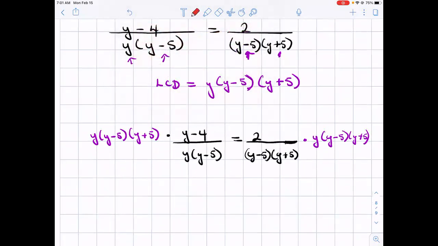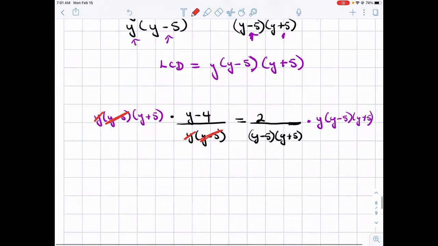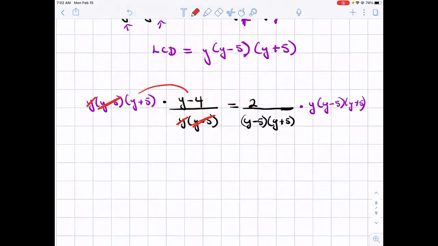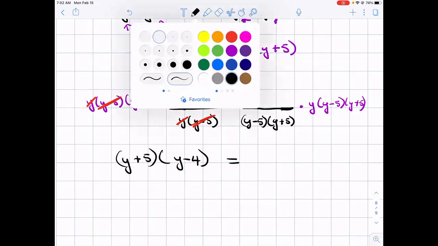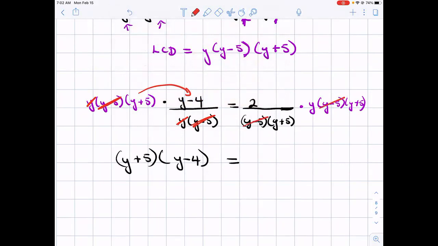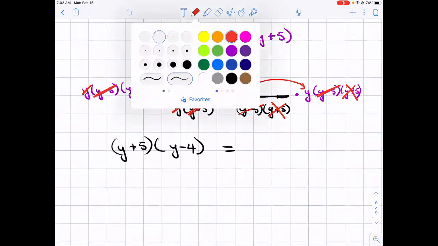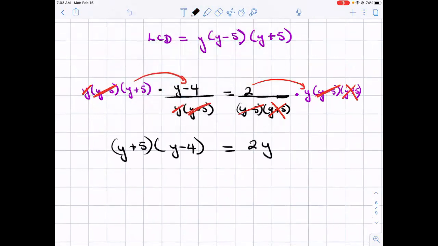Notice that the y will cancel with the y, and the y minus 5 will cancel with the y minus 5. So what do we have left? We have this times that, which is y plus 5 times y minus 4, equals, notice here, the y minus 5 will cancel with the y minus 5, the y plus 5 will cancel with the y plus 5, leaving 2 times y. So 2 times y.